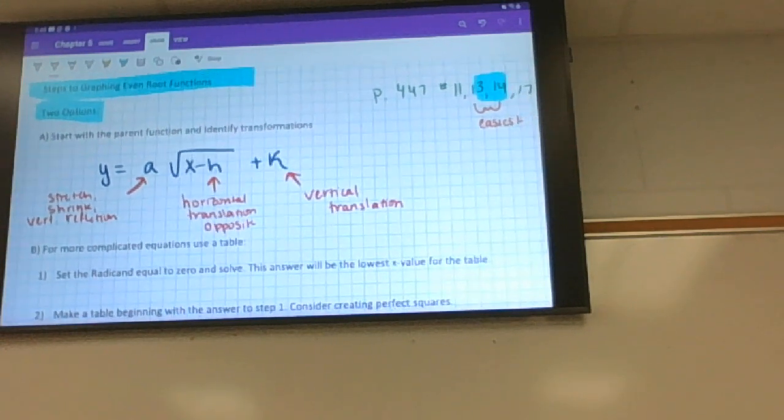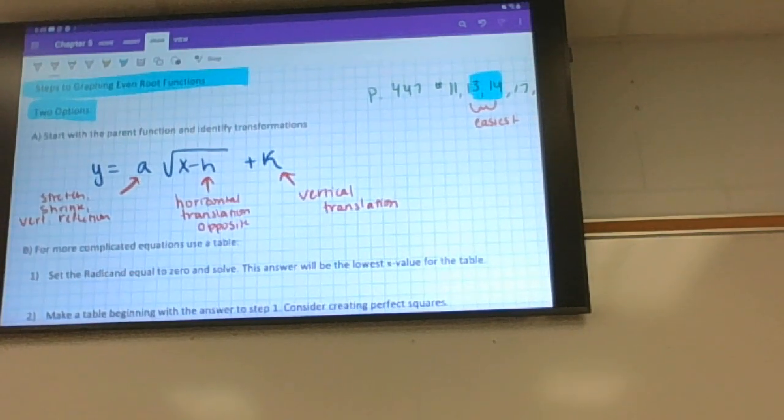I'm going to give you some time to write this down. You're going to start the assignment when you're ready. Just so you know, don't start with 11. Start with 13 or 14. They're the easiest, and I'll go through these with you.